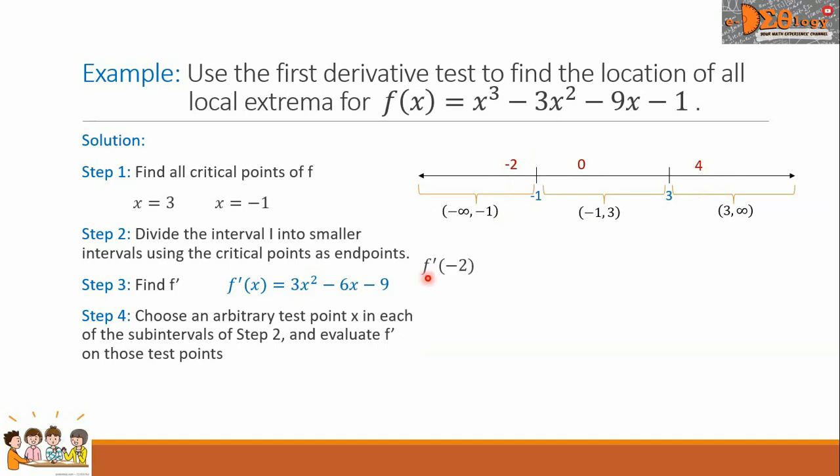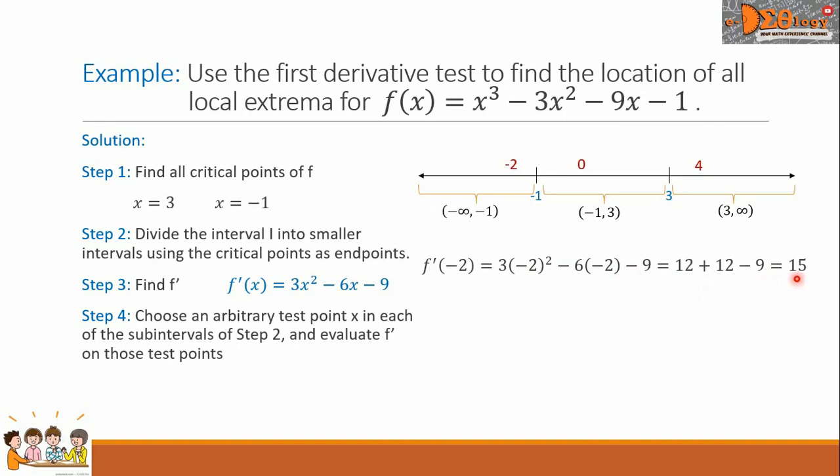So we have f prime of -2 is equal to 3 times the square of -2 minus 6 times -2 minus 9. The square of -2 is +4. 4 times 3 is equal to 12. -6 times -2 is +12. Then we copy the -9. When we simplify these numbers, the final answer is +15.